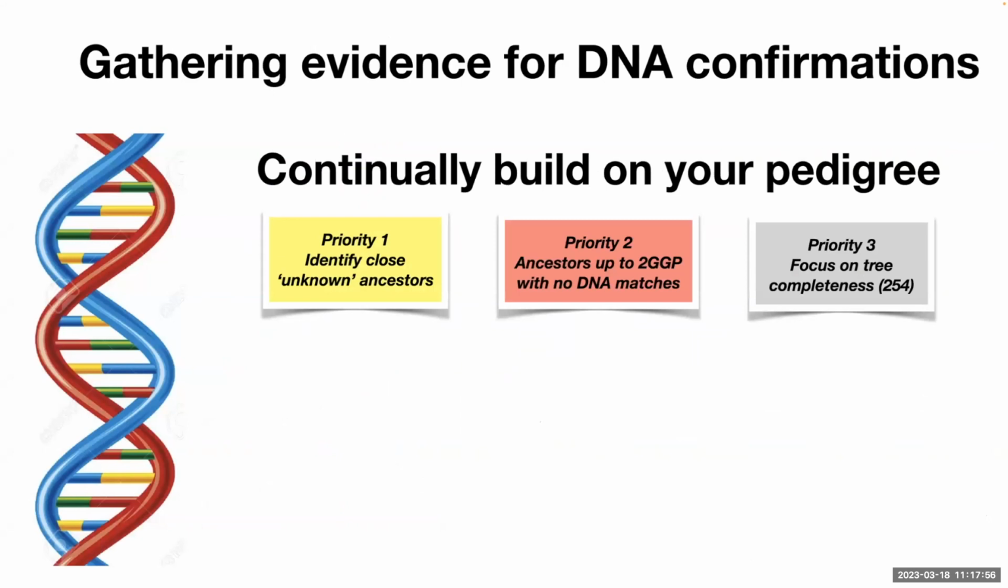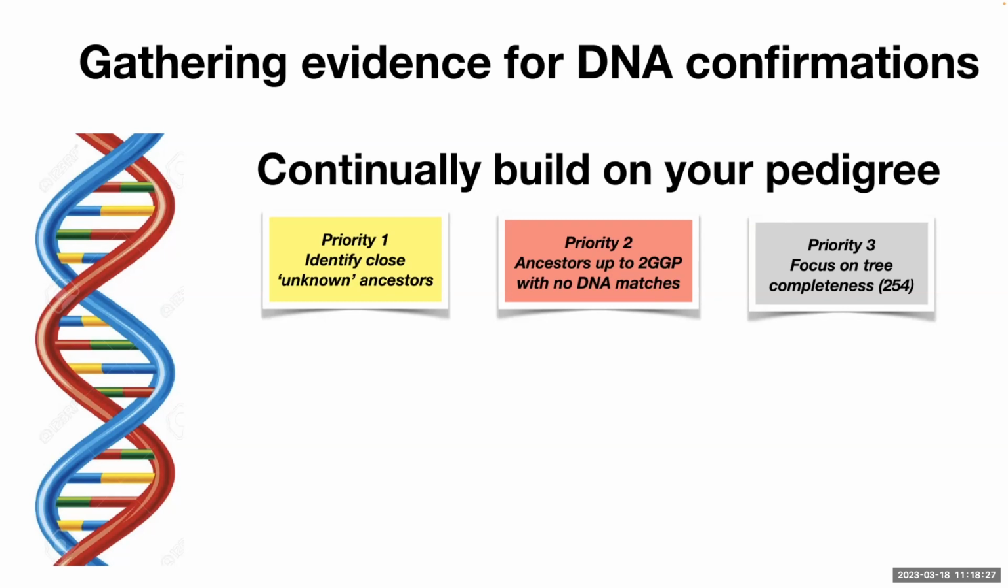So what you need to be doing when you're gathering your evidence for your DNA confirmations, you continually need to be working on your pedigree. As I said earlier, identify those close unknown ancestors. You've got to be firm on your base before you start. Then the second priority would be working with anyone up to the second great grandparent level who hasn't got any DNA matches. You might have a problem there. And then the third priority, of course, is to be continually looking to build out your tree.